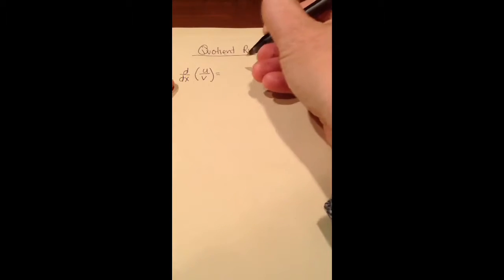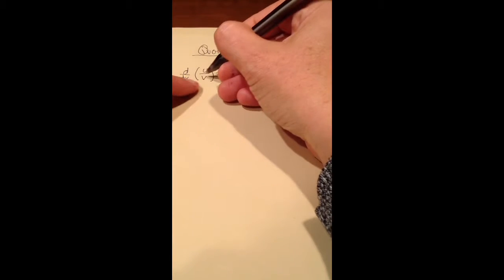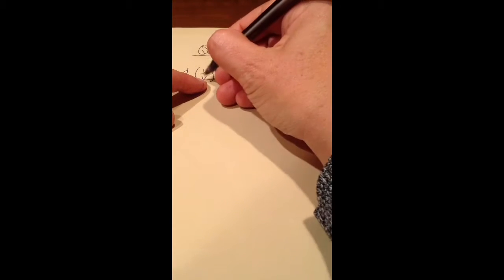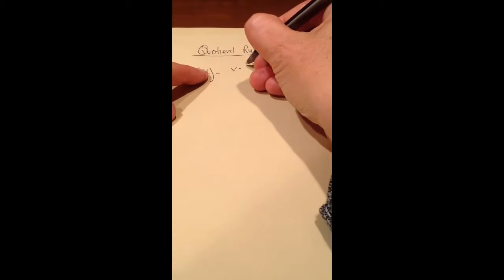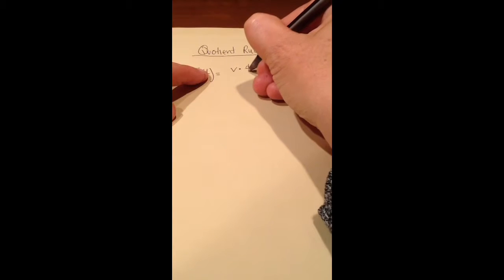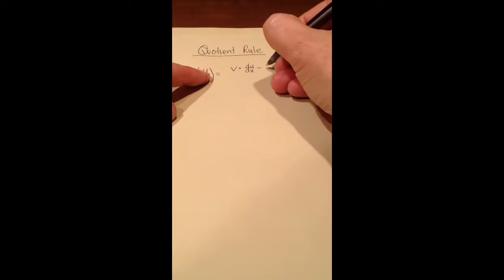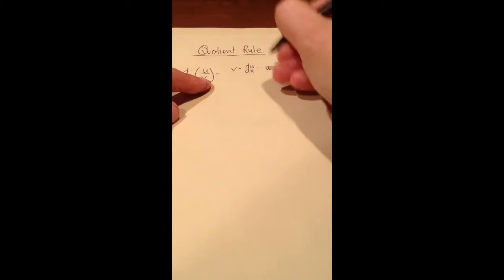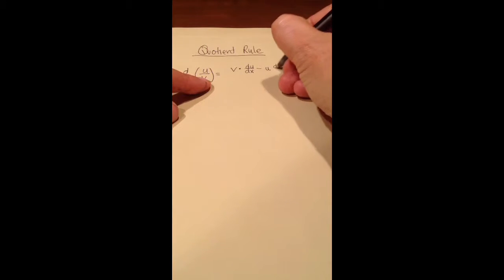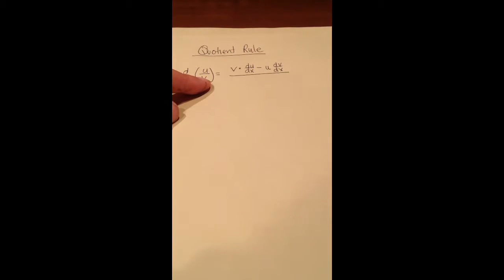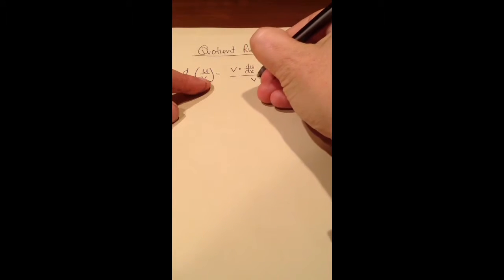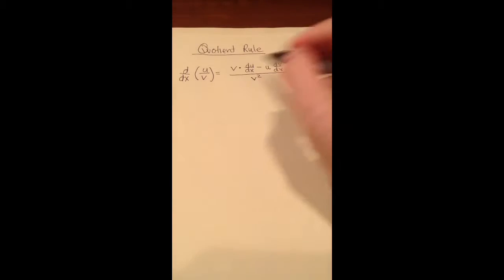Okay, and in order to take the derivative of this function, you're going to take the function on the denominator, and then multiply by the numerator. And then you're going to subtract the numerator multiplied by the derivative of the denominator. Okay, and then that's all over the denominator squared. So that's quite something to memorize.